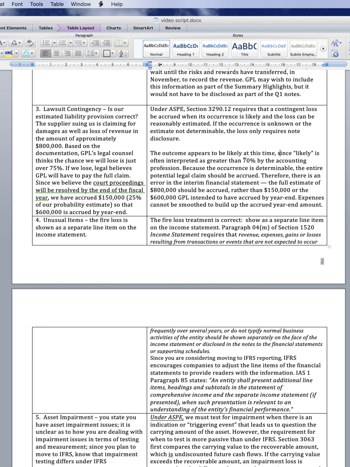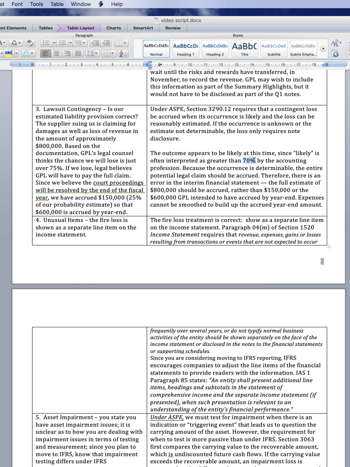We know that. And this is just something that I kind of know from working for private enterprises. Again, the company can set its tolerance level where it wants. But likely in most ASPE organizations is greater than 70%. I've seen it 75, 85, even 90% likely that there's going to be a loss payout. But on average, I've seen around 70. But because the occurrence is determinable, the entire potential legal claim should be accrued.